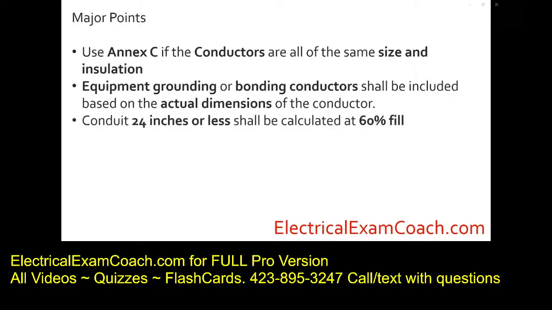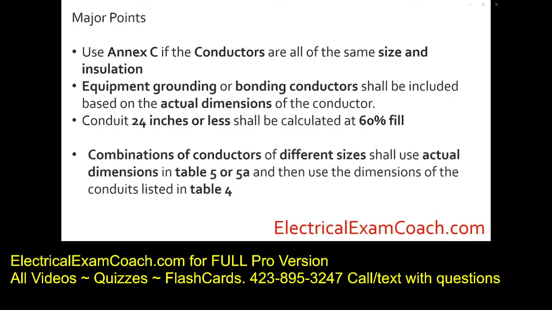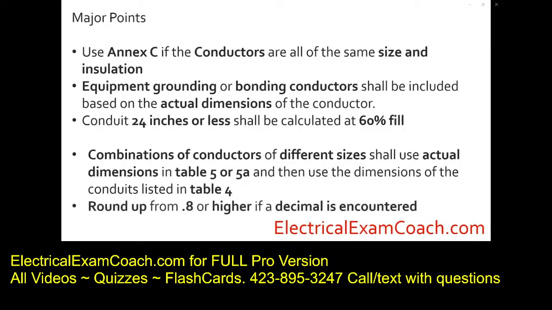A combination of conductors of different sizes shall use the actual dimensions from Table 5 or 5A if they're compact conductors, and then we're going to use the dimensions of the conduits listed in Chapter 9, Table 4. And it's a little bit different than when we're dealing with load calculations. We're actually going to round up when it's 0.8 or greater. And I have one of those examples in our questions coming up, so you'll be a pro by the end of this video. Let's get to it.